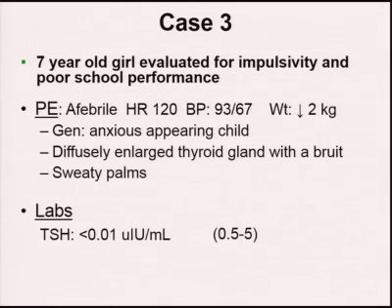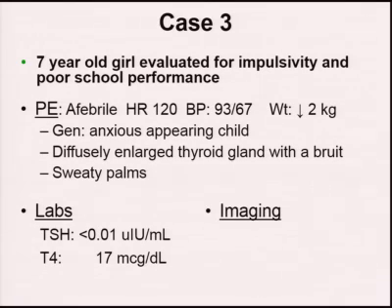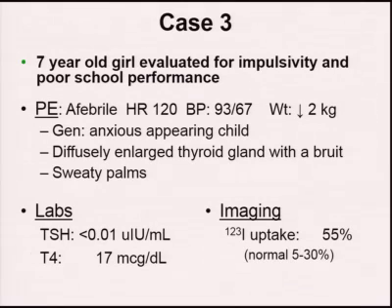And her labs show a very elevated T4, and again, it's that suppressed, really undetectable TSH that tells you this is primary hyperthyroidism. The gland is just acting autonomously, and it's suppressing the TSH. So in this case, imaging is done. It's the iodine 123 uptake, and the patient's uptake is elevated.